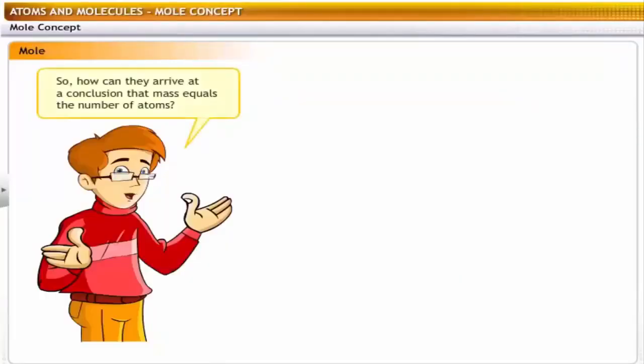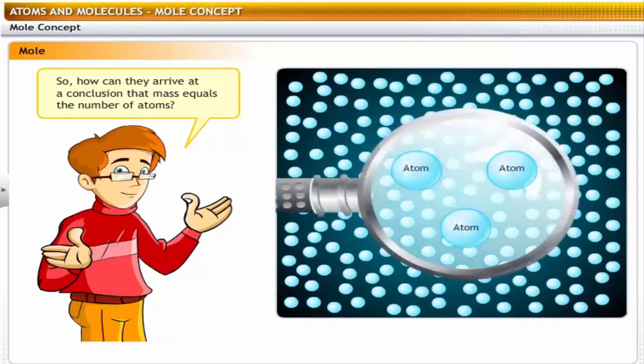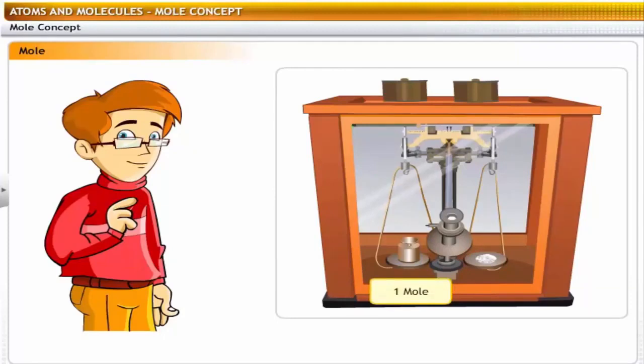So, how can they arrive at a conclusion that mass equals the number of atoms? Atoms and molecules, being very minute, have tiny masses. It is practically not possible to find the mass of one atom or molecule or ions. Hence, a bigger unit called mole is introduced. Then, 1 mole is defined as the amount of substance of a system which contains as many entities like atoms, molecules and ions as there are atoms in 12 grams of carbon-12.